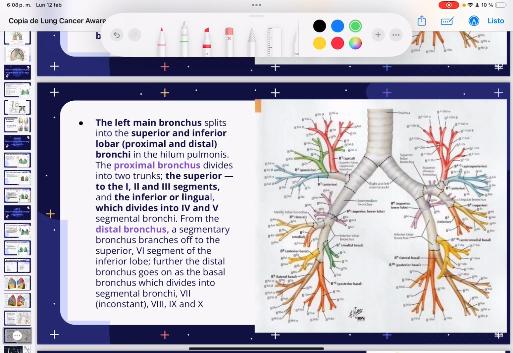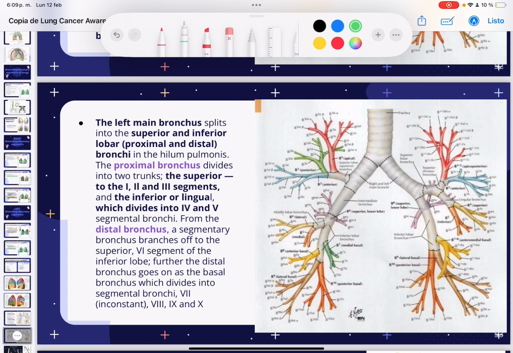The left main bronchus splits into the superior and inferior lobar, proximal and distal bronchi. In the hilum pulmonis, the proximal bronchus divides into two trunks, the superior to the 1, 2 and 3 segments, and the inferior or lingular, which divides into 4 and 5 segmental bronchi.